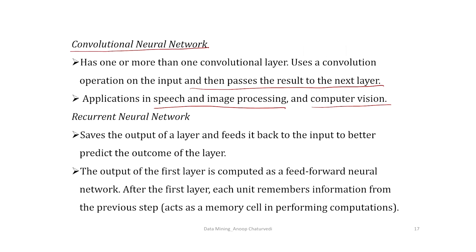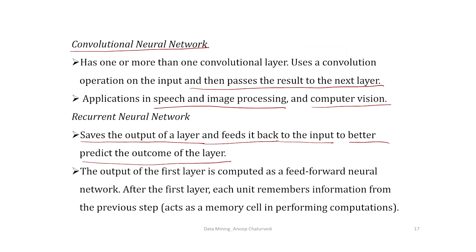Then recurrent network, quite often it is used for time series data also, or when you get the data continuously and the observations are say in some sequence. Recurrent network saves the output of a layer and feeds it back to the input to improve or to better predict the outcome of the layer. So, initially what we do? We get some output of a layer and then we save the output, and then we feed it back to the input for a better prediction purpose to the output of the layer.